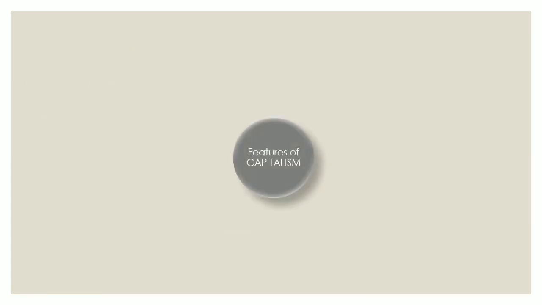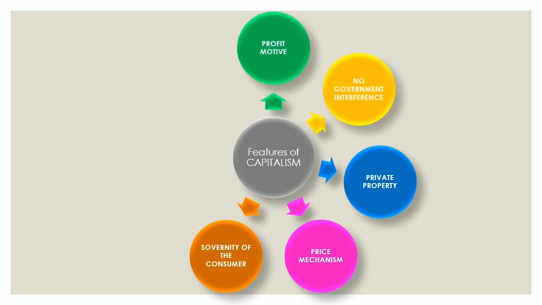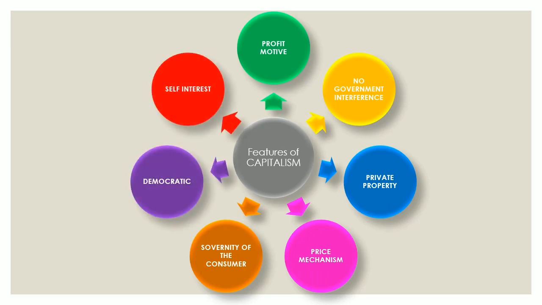Let us now look at some of the features of capitalism. Private property, price mechanism, sovereignty of the consumer, profit motive, no government interference, democratic and self-interest is there.